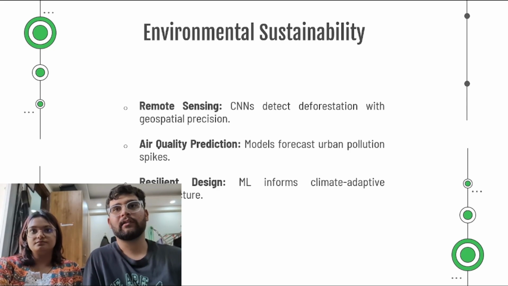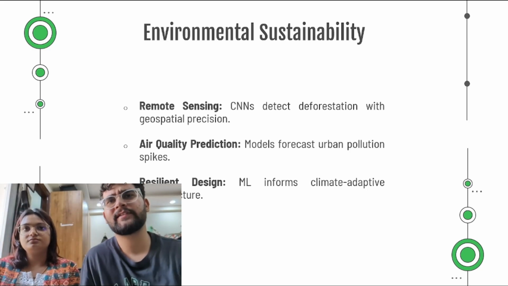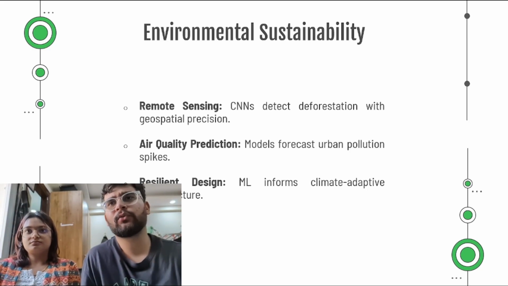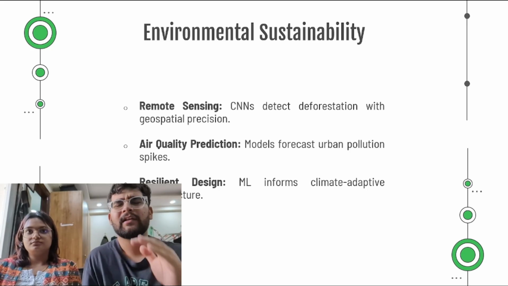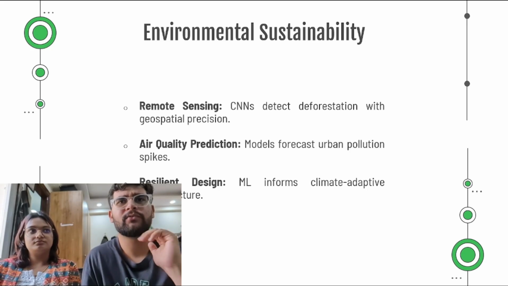It is very crucial. ML detects deforestation, forecasts pollution, and helps build climate-resilient infrastructure. These tools are crucial in our fight against climate change and very important for our future.